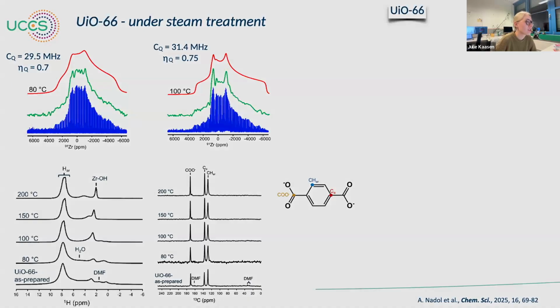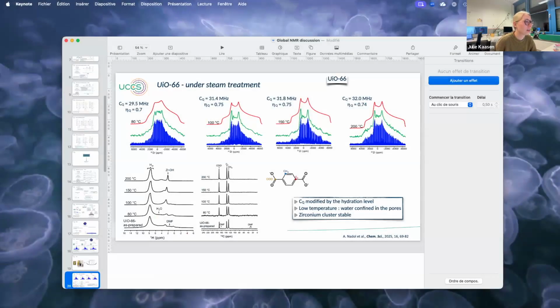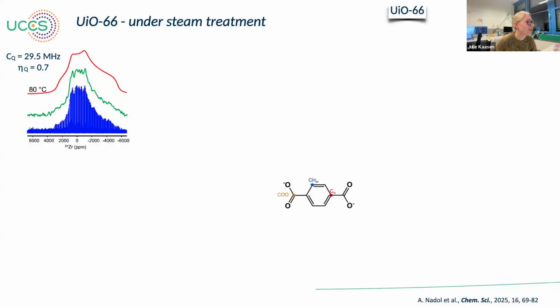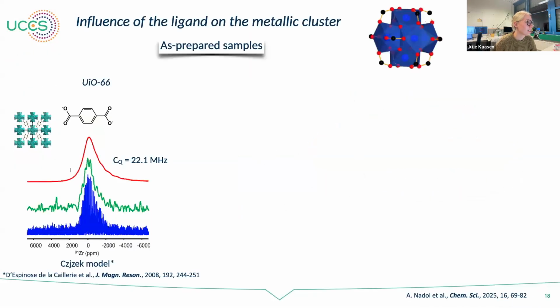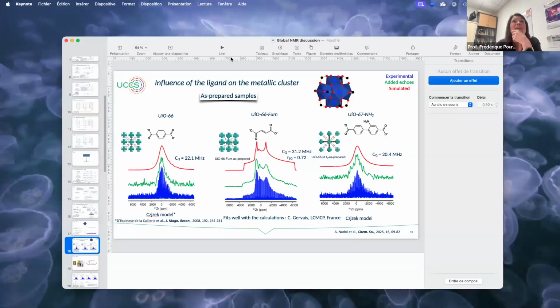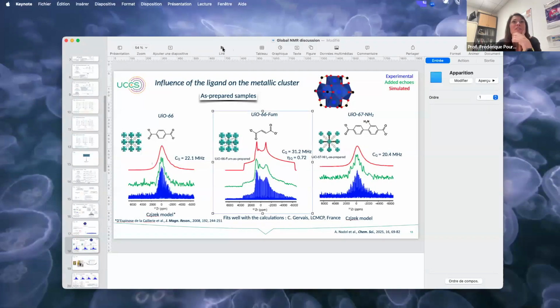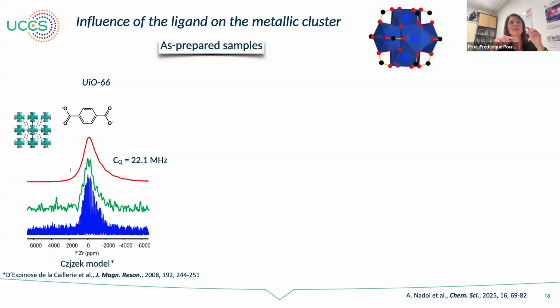We have a question in the chat. Wonderful talk. My question is for the 91Zr spectrum fit using a SIGEC model. Are you fitting it to a distribution or a single site? In single sites, but you observe a single site with the CQ, and then you have the distribution of the CQ, and that is relative to 22, for example, here 22.1 megahertz.